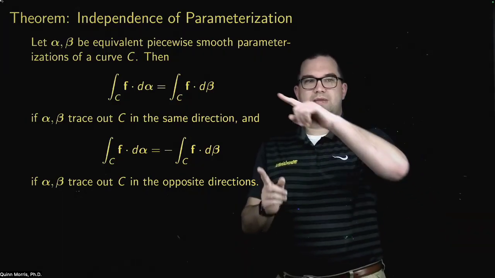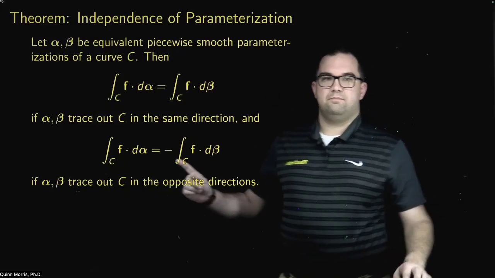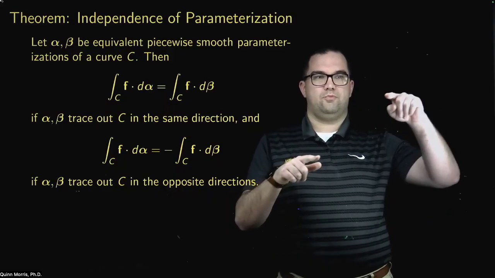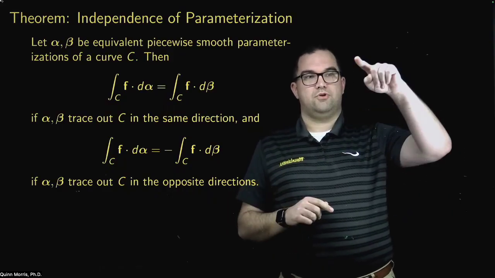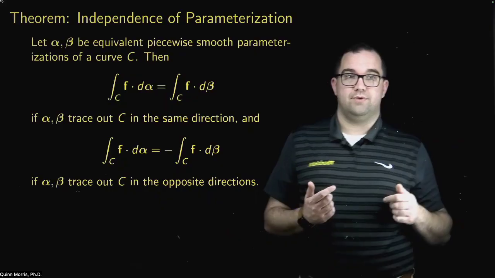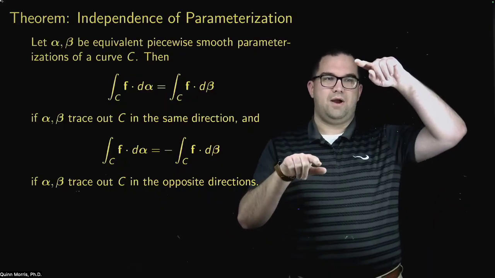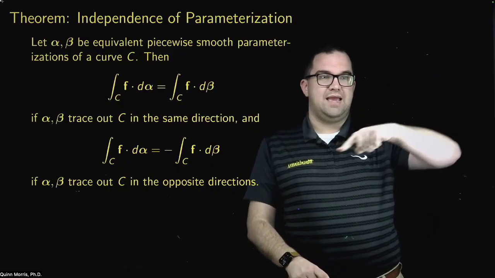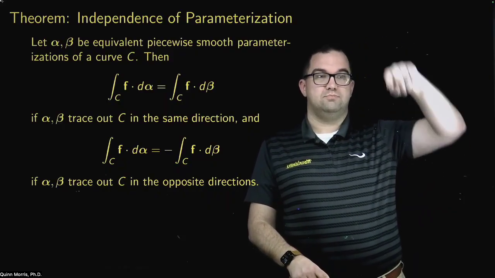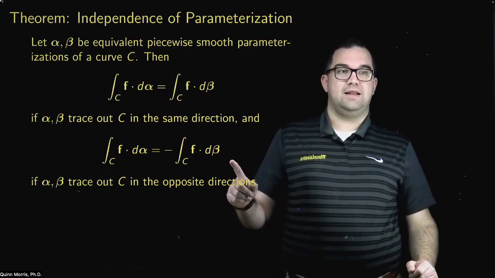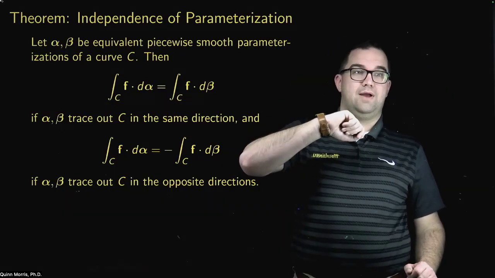So what we see here is that we get almost an equivalence, but we have this difference of sign, which really depends on whether your parameterizations trace out the curve in the same direction or in opposite directions. Now, an immediate consequence of this, and it's probably not surprising, is if we take the parameterization to just move in the opposite direction, we get negative the line integral as if we went in the other direction, right?